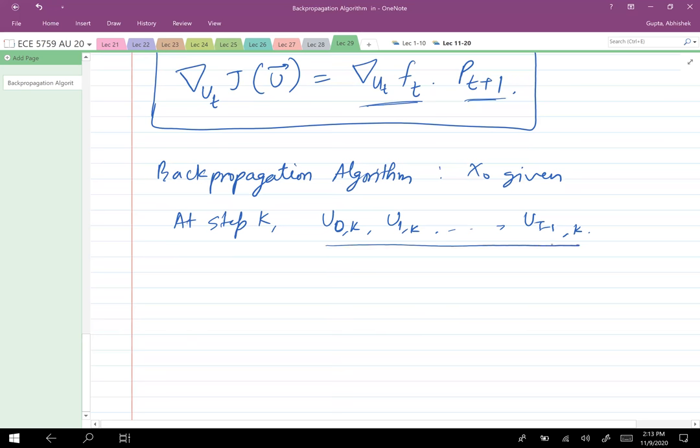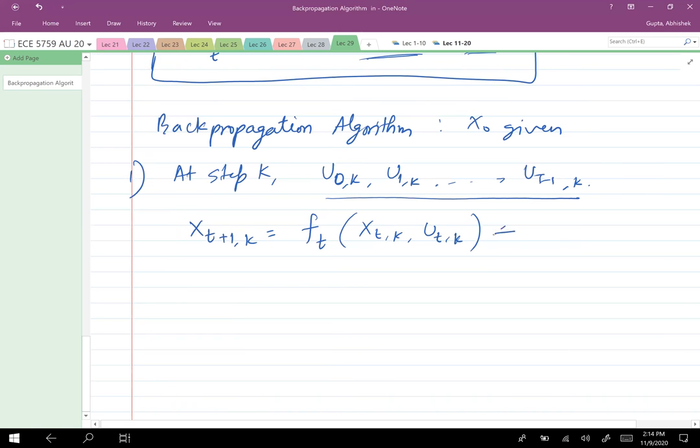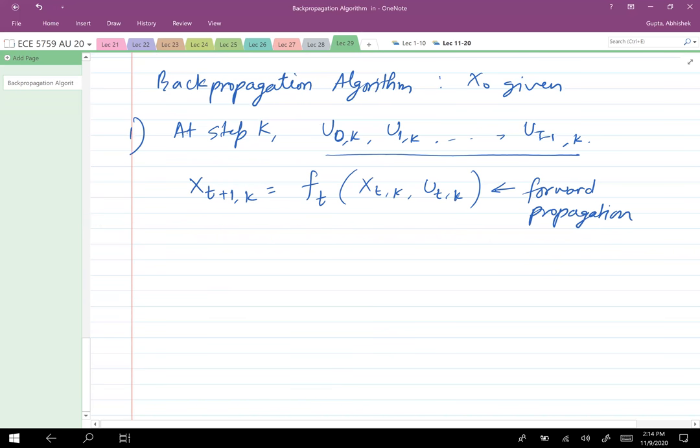Based on this sequence of actions, I am going to compute xt plus 1 at step k by ft of xt k, ut k. This is known as the forward propagation. So I have a sequence of actions which, at step k equals zero, I can initialize randomly. Then based on the sequence of actions, I do a forward propagation using the state transition function, and I can compute the trajectory at step k. So this gives me the trajectory.